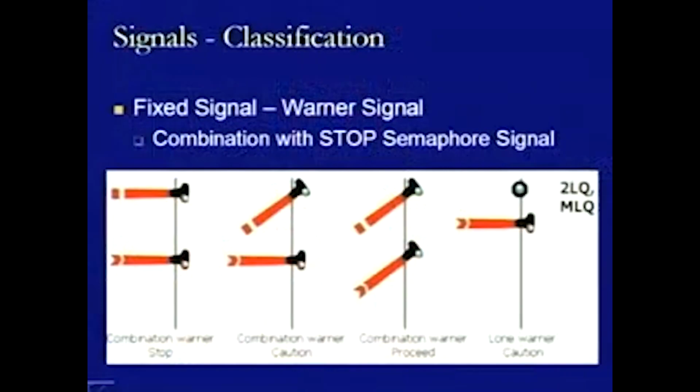Similarly, in the case of fixed signals, we have seen that the signals can be divided into two parts: the stop category of signals, which are termed semaphore signals, and the warner category of signals, that is, the signals which try to caution. So, in the fixed category, we have the warner signals and the semaphore type of stop signals, and these two types of signals can also be used in combination with each other at locations where there is heavy traffic density. So, these are the two categories of classification of the signals.